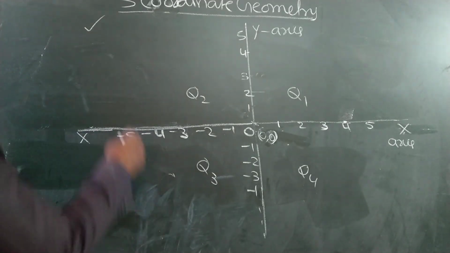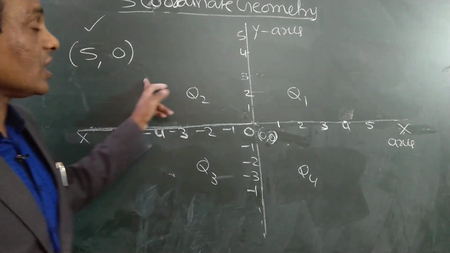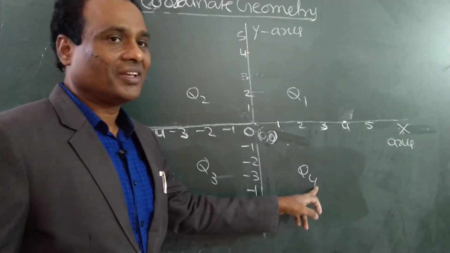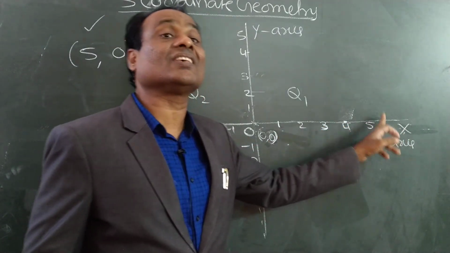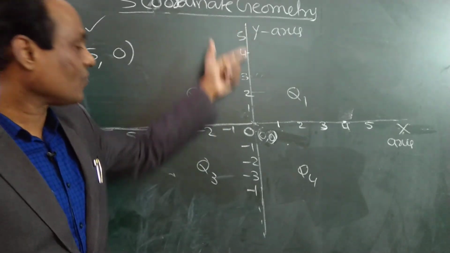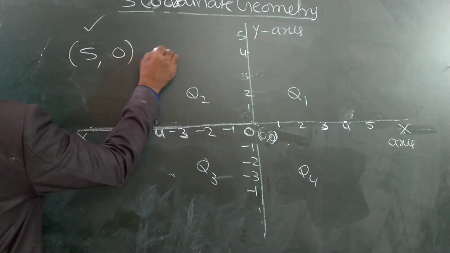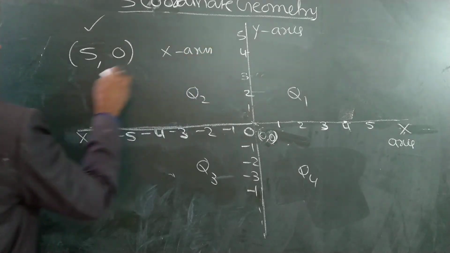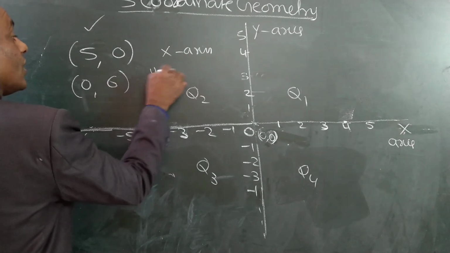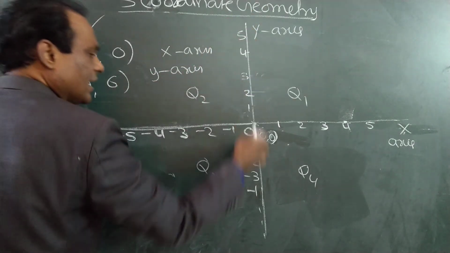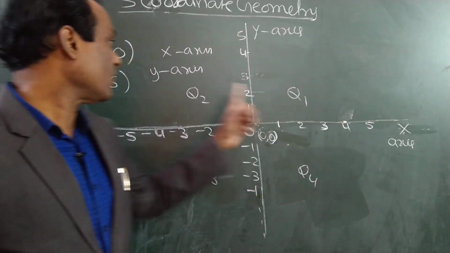Suppose I gave the point 5 comma 0. Where does it lie? It won't lie in any quadrant. Y value 0 means it is on x-axis. On x-axis y is 0, on y-axis x is 0. Suppose if it is 0 comma 6, x value 0 means it lies on y-axis. At any point on y-axis, x value is 0. At any point on x-axis, y value is 0.